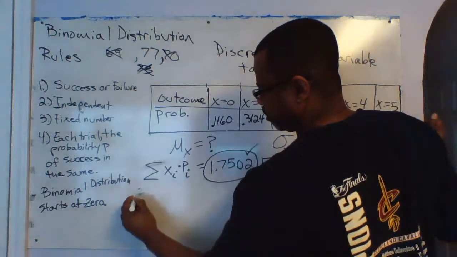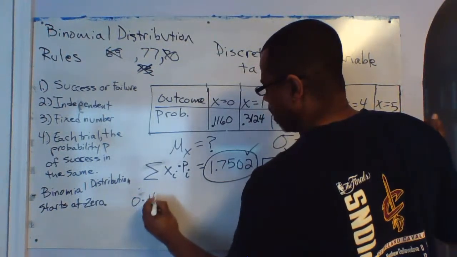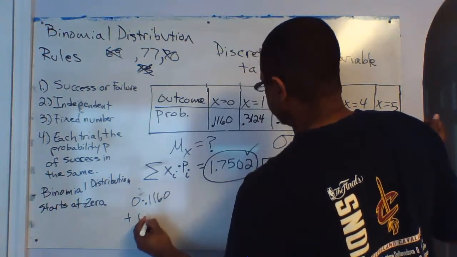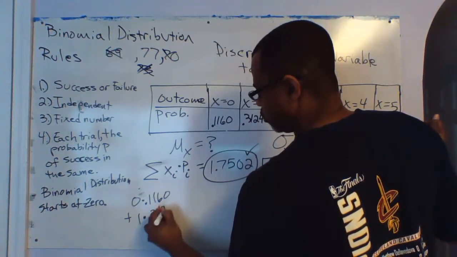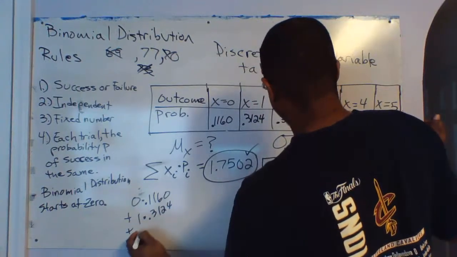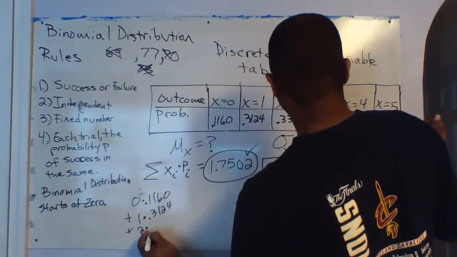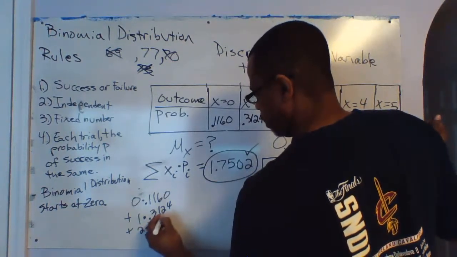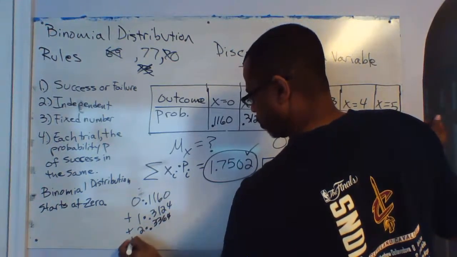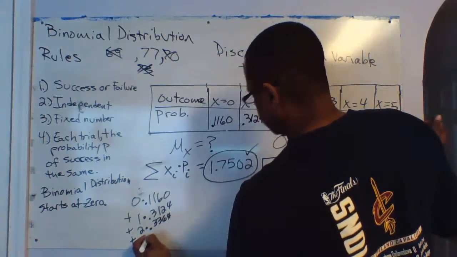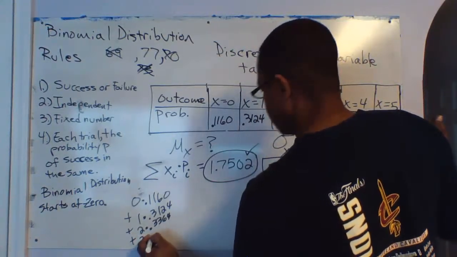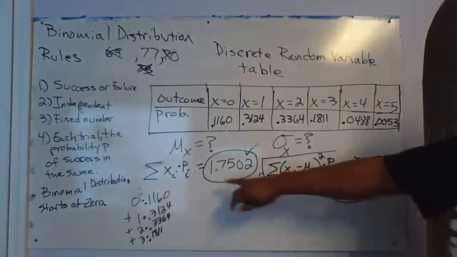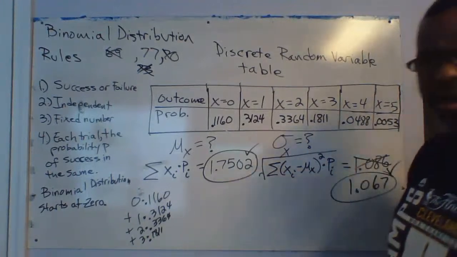If you have to do this, this would be 0 times 0.160 plus 1 times 0.3124 plus 2 times 0.3364 plus 3 times 0.1811 and so on. Then when you sum it up, you should get something very close to this.